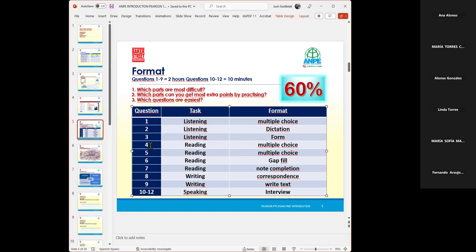And then we have number 4, 5, 6, and 7, which are reading. Okay. For the listening, it's about 25 minutes. Then for the reading, you have about 40 minutes. And question number 4 are very short questions. Very short questions. Okay? You have to choose the best word.